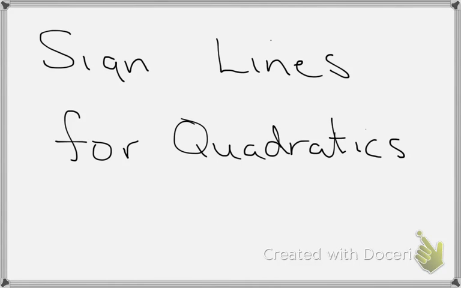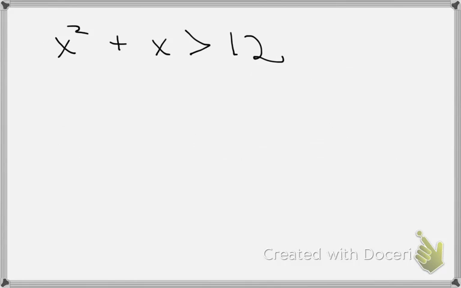In this video, I'm going to show you how you can use what I call a sign line for determining what's going on with quadratic inequalities. Let's take a look at an example. If x squared plus x is greater than 12.